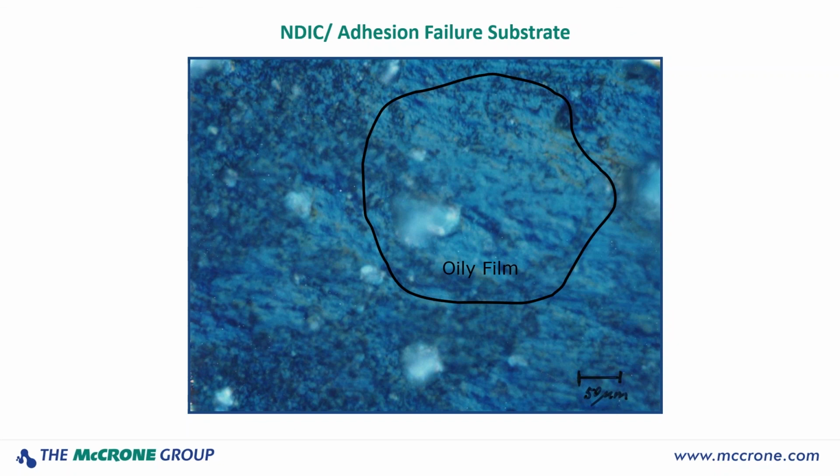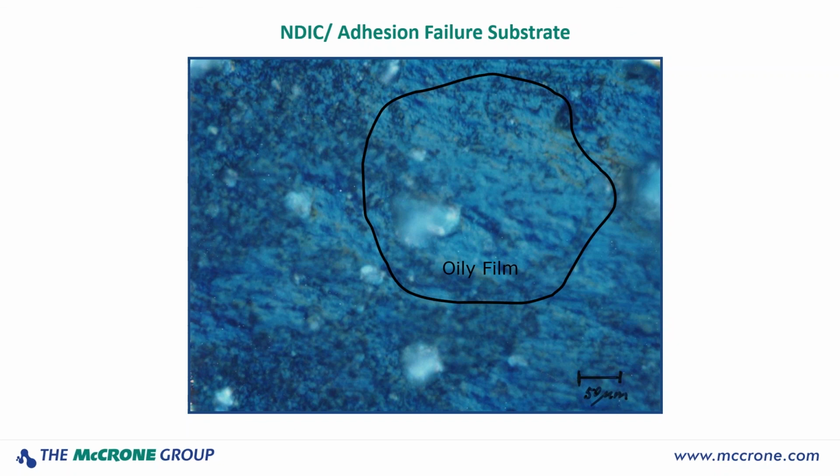NDIC again with a plastic surface where a paint was applied to it and failed miserably in little blotches. We couldn't see anything on the surface of the plastic where it failed, and we couldn't see anything on the backside of the paint either under the microscopes. But with NDIC, we could see on the substrate that there was an oily film.